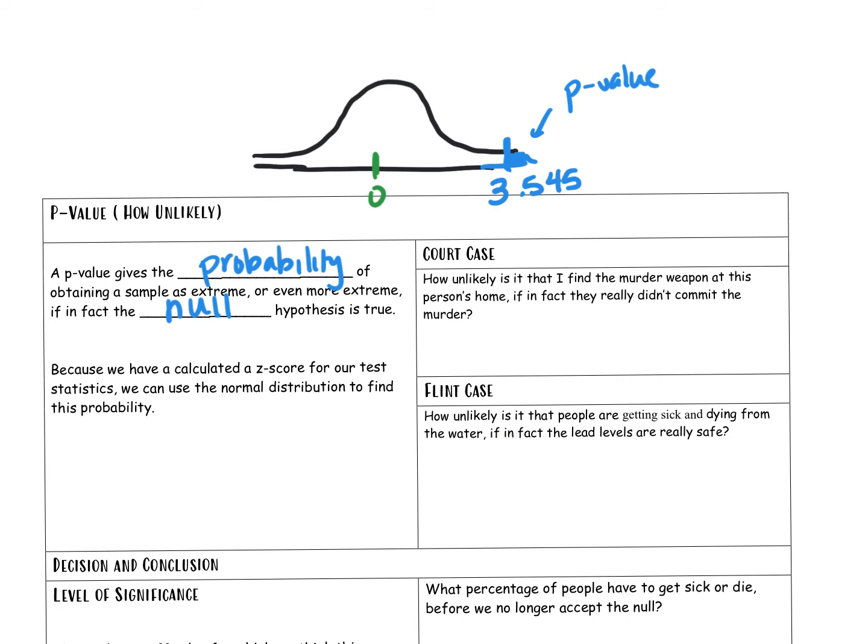It should be this right here. This one right here is what we call plausible. This is pretty plausible. It's not good news, but it's plausible. You can find the murder weapon at somebody's home and they didn't commit the crime. This though right here is not plausible.